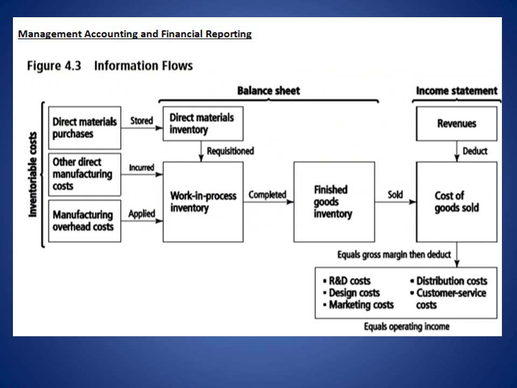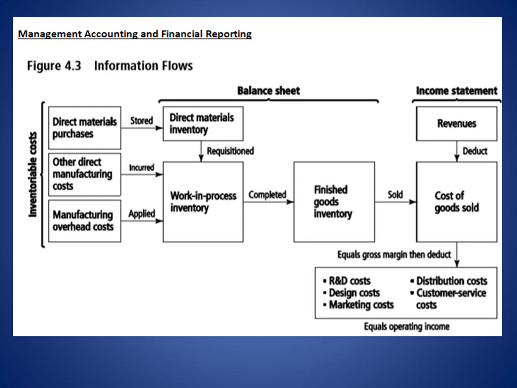Considering management accounting and financial reporting, direct material purchases, other direct manufacturing costs, and manufacturing overhead costs tend to become inventoriable costs. And these purchased direct materials tend to become stored, and they are calculated as direct material inventory, which will be recorded in the balance sheet. When it comes to the other direct manufacturing cost and manufacturing overhead cost, the direct manufacturing costs that are incurred and the manufacturing overhead costs that are applied both together will be considered in the work in process inventory. So the direct materials inventory is also requisitioned into the work in process inventory.